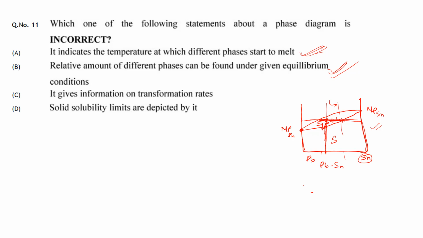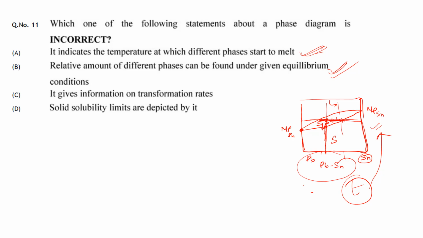It gives information on transformation rates. So a phase diagram does not give any information on transformation rates. There is nothing called time over here. There is no axis related to time, so that will not give any kind of transformation rate. Okay, so this will be the incorrect one.